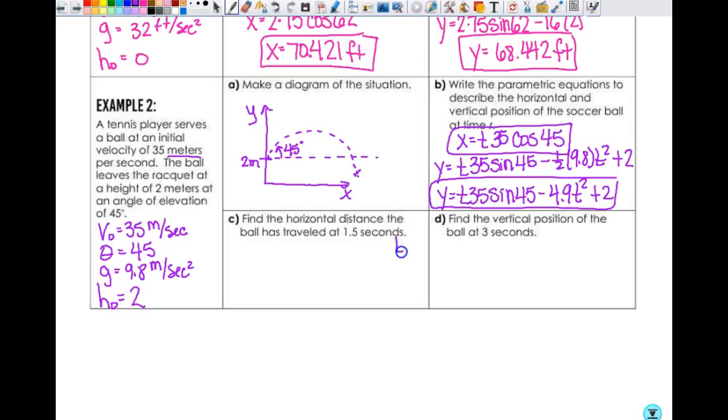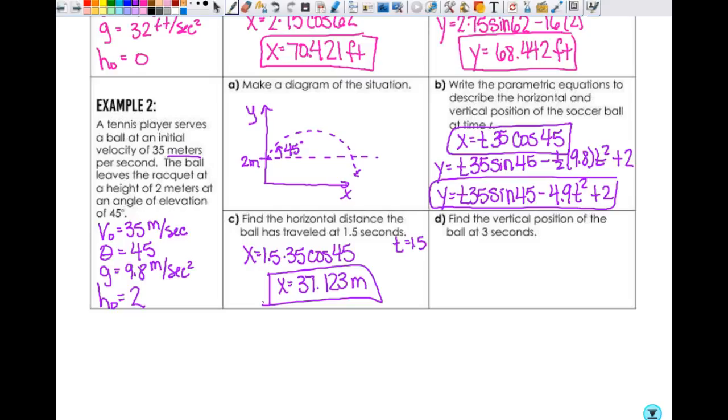I want to find the horizontal distance at 1.5 seconds, so t equals 1.5. So the horizontal distance is going to be x equals 1.5 times 35 times the cosine of 45. Pause to get it in the calculator. 37.123 meters is what you should have gotten. If you didn't, then pause again and see if you can figure out how to get it right. Always try and get that right. Don't just copy down what I'm doing.